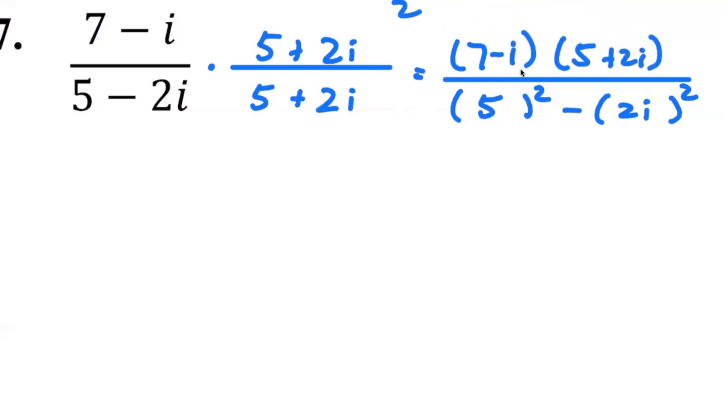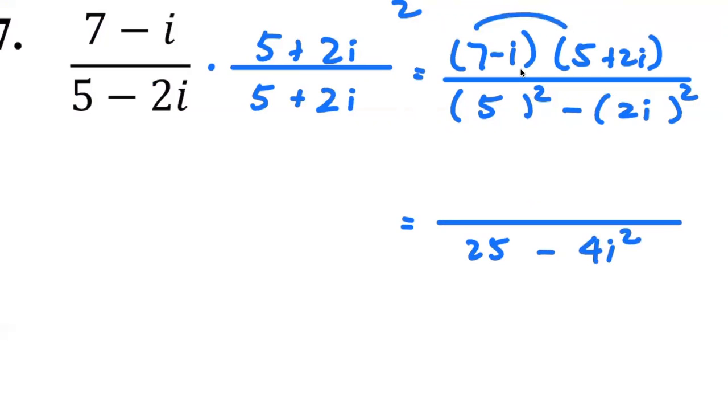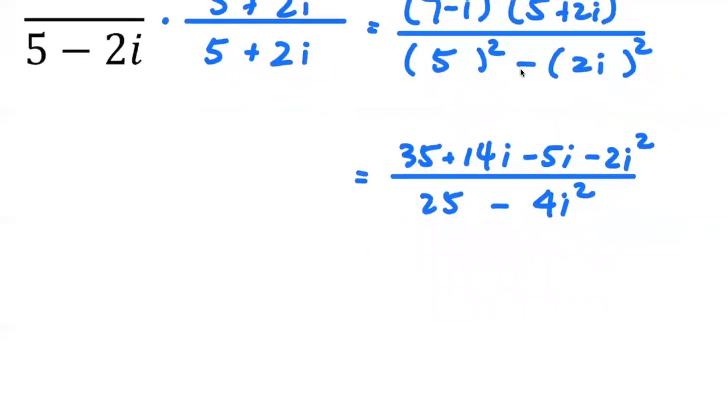So just like the previous problem, let's take care of the denominator first. We have this right here, and for the numerator, you have to do the FOIL thing on top. So 7 times 5 is 35. And then 7 times 2i is plus 14i. And then negative i times 5 is minus 5i. And then minus 2i squared. So, just properly doing FOIL.